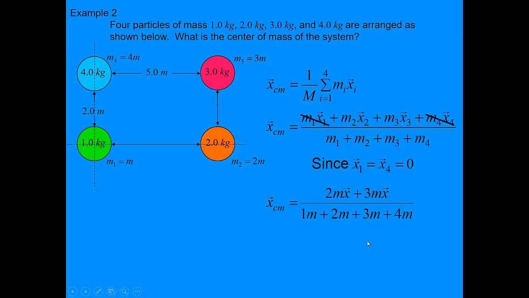Note I also did something tricky here. The position of the 2 kilogram and the position of the 3 kilogram horizontally is the same. It's 5 meters. So to make our algebra nicer, I'm just going to call this x and x instead of x2 and x3. You see where all the subscripts went? 2m, 3m. So that makes these like terms, makes it 5mx. Down here we get 1 plus 2 plus 3 plus 4, which is 10m. Note the m's cancel. This is why I did the little trick with m, 2m, 3m, and 4m. And so I have 5 over 10, which is 1/2 x.